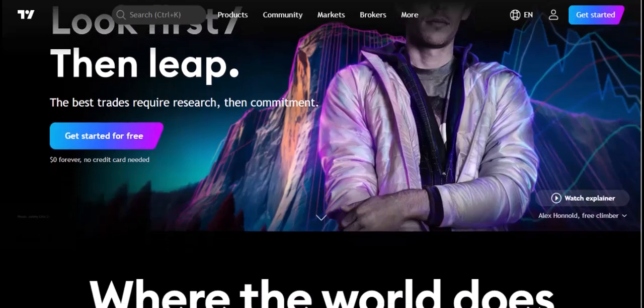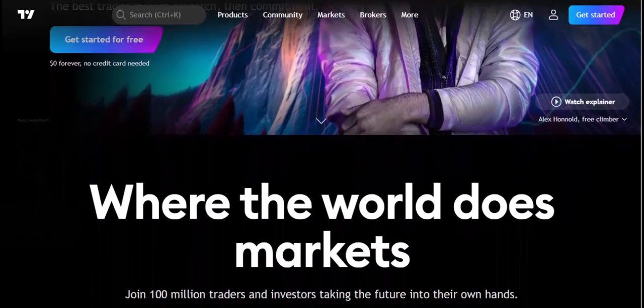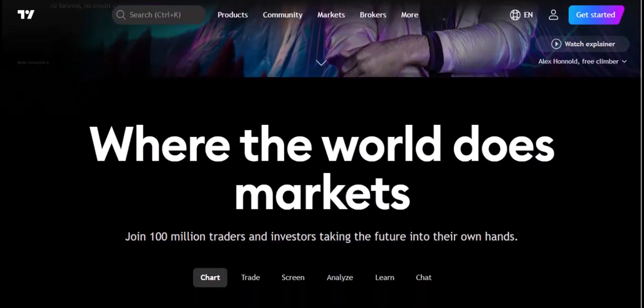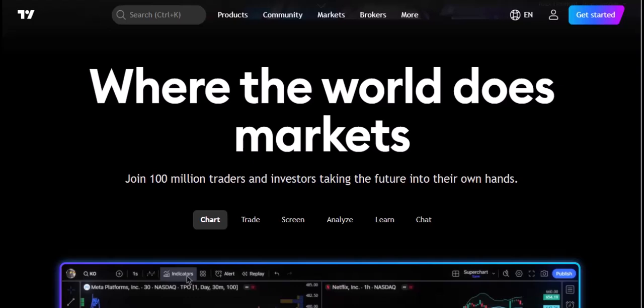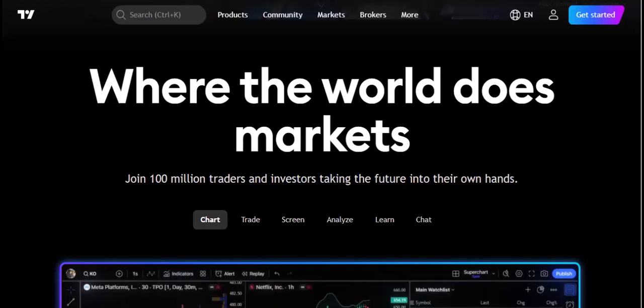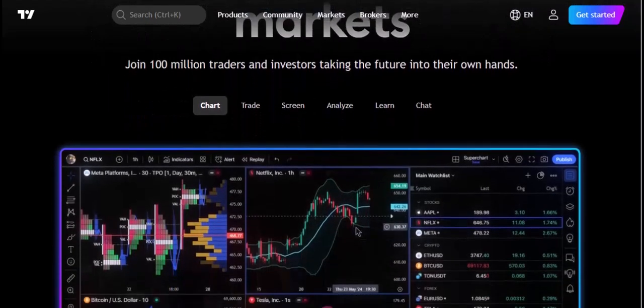Now, before we dive deep, let's acknowledge why having a solid platform is non-negotiable in forex. Unlike some other markets, forex is incredibly fast-paced and operates 24/5. You need real-time data, reliable charting tools, and the ability to react quickly to market movements. A clunky or unreliable platform can lead to missed opportunities and, even worse, costly errors.